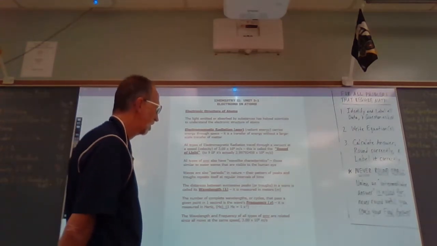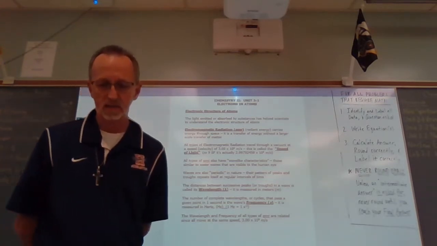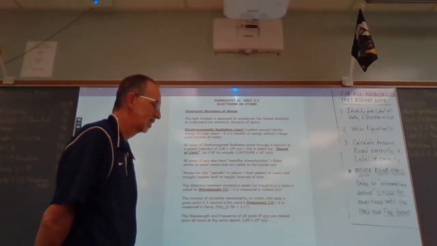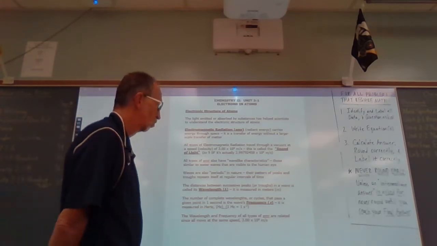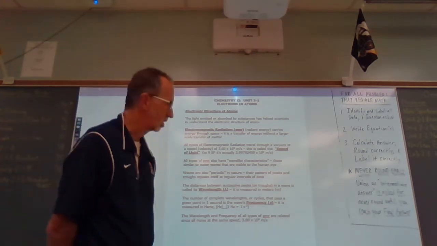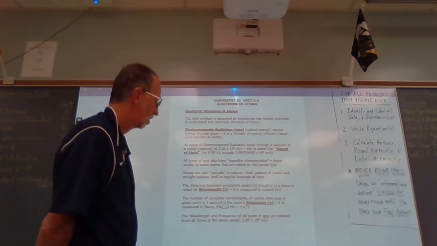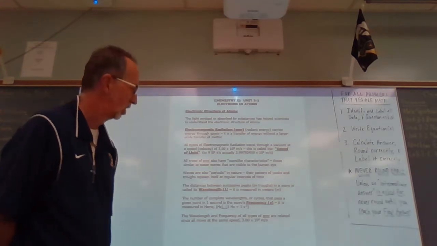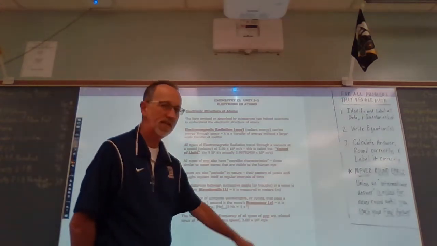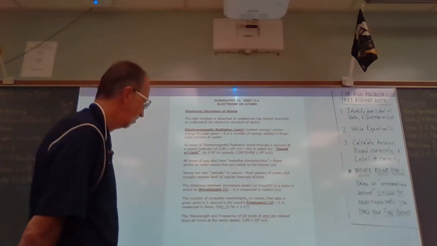Waves are also periodic in nature. Their pattern of peaks and troughs repeats itself at regular intervals of time. The distance between successive peaks or troughs in a wave is called its wavelength. That's the Greek letter lambda, and it is measured in meters. The number of complete wavelengths or cycles that a wave undergoes that pass a given point in 1 second is called the wave's frequency, which is the Greek letter nu. It is measured in hertz, which is actually an inverse second.